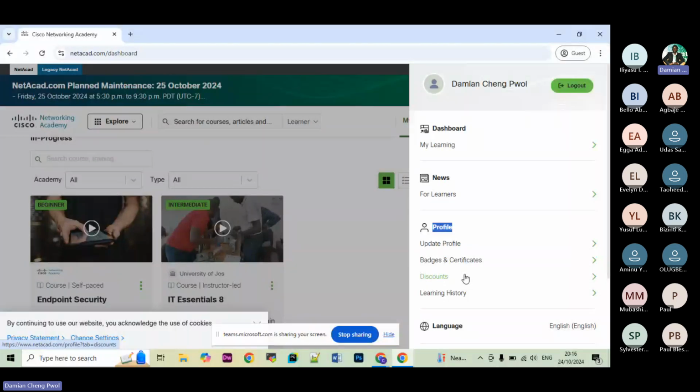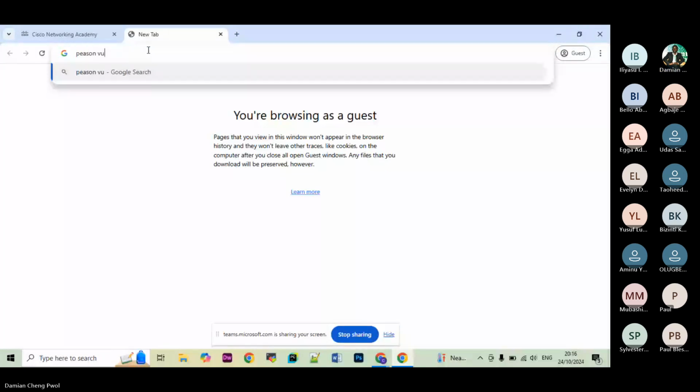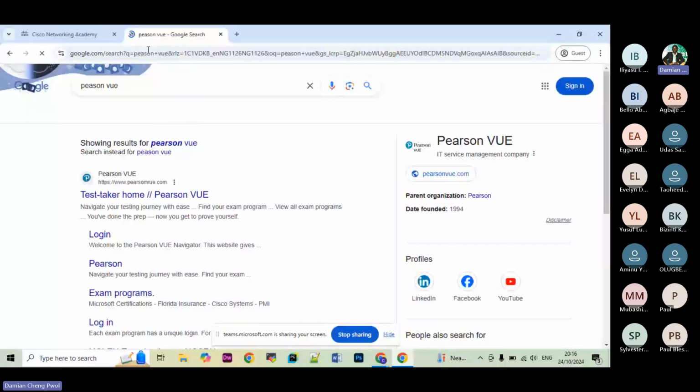By the time you are done, you've passed the exams, you'll be offered a certificate that you need to use. So to visit that site, you could visit a site. Let me search. It's known as Pearson VUE. Okay, you can take note of the spelling: PEARSONVUE.com. So this is the site.